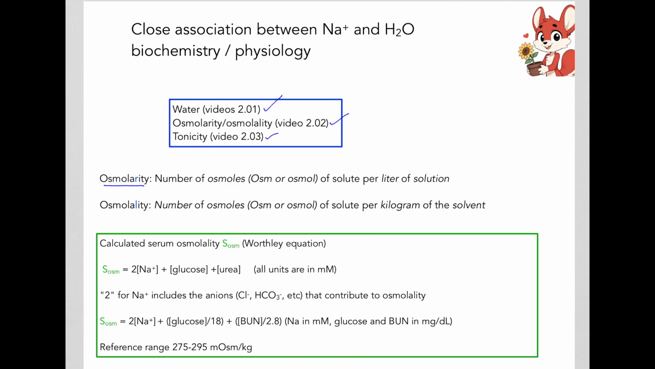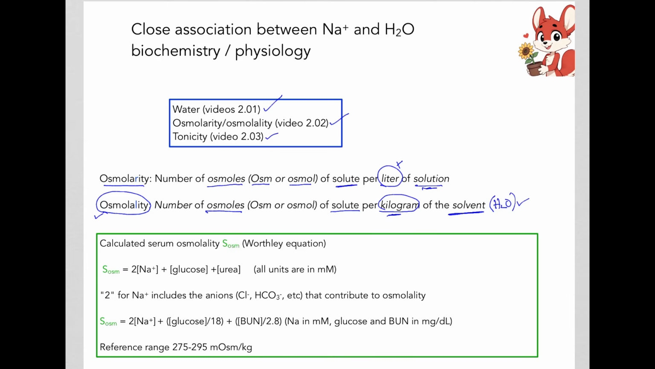Osmolarity is the number of osmoles, or OSM or OSMOL, of solute. That's per liter. That's a volume of solution. A related definition is osmolality, which is what we are going to use in future videos. This is number of osmoles of solute, so same thing, but per kilogram, not liter, but kilogram, not solution, solvent. Okay, so in body, of course, the solvent is water. So this is what we will use, osmolality.